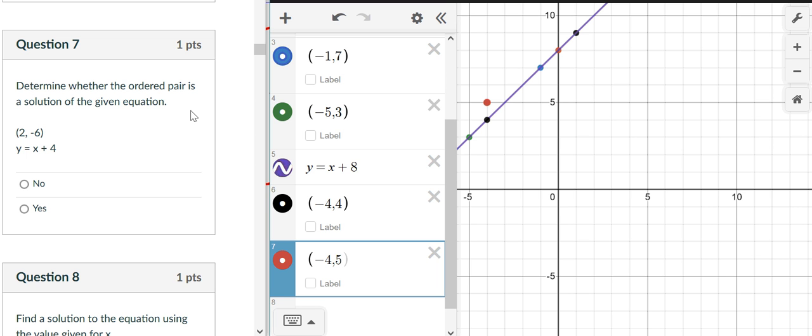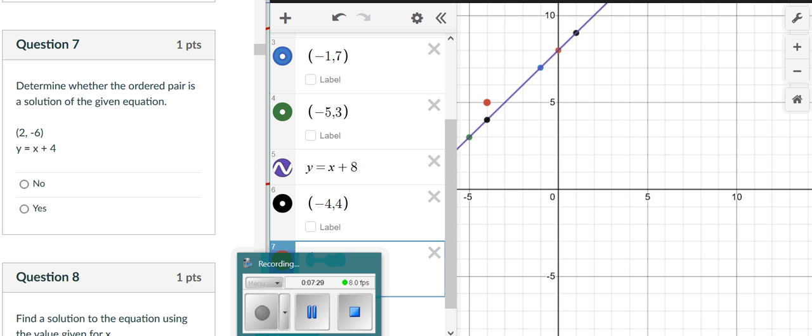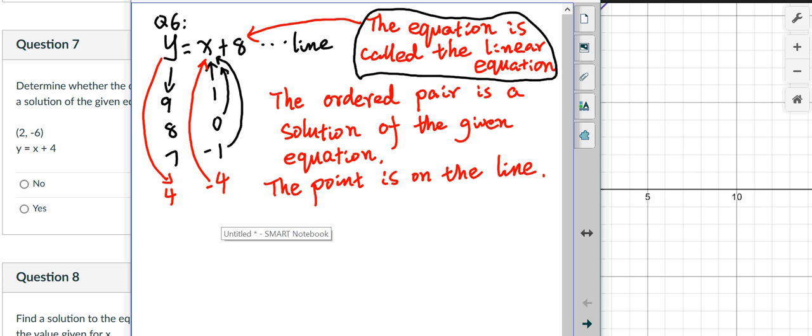Okay, let's basically conclude question 6. Let's do 7. Determine whether the ordered pair is a solution of the given equation. Again, in this case, you plug in 2 into x. So you have 2 plus 4, which is positive 6, not -6. So you want to choose no. So in this case here, you may do it mathematically. Let me write here.